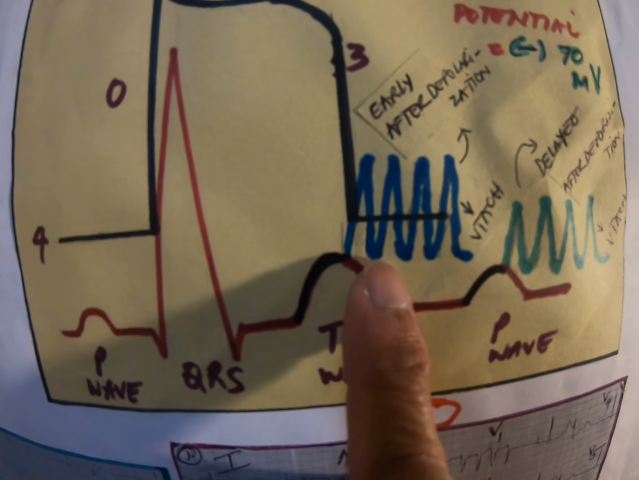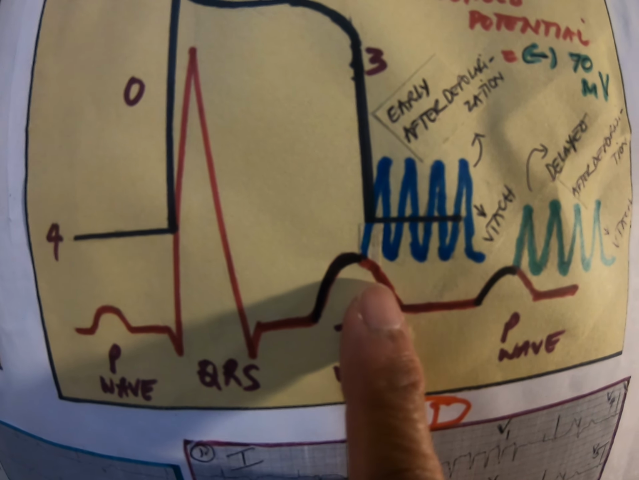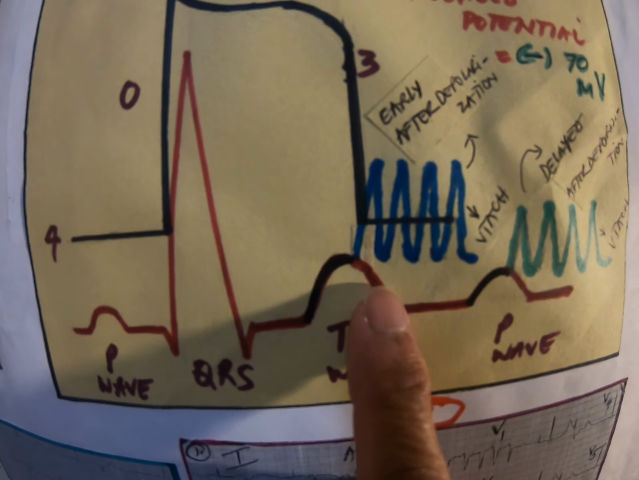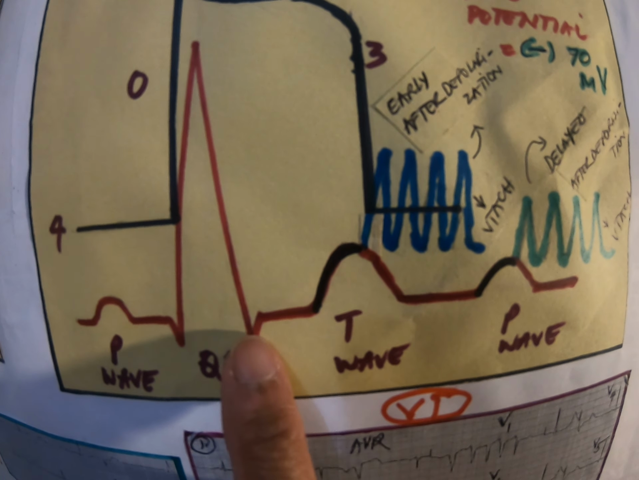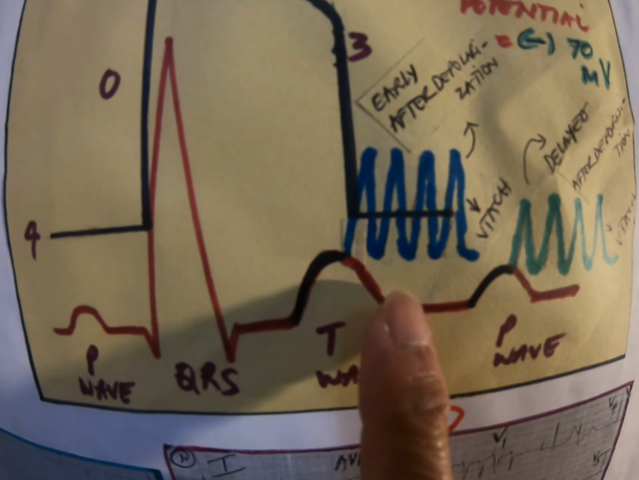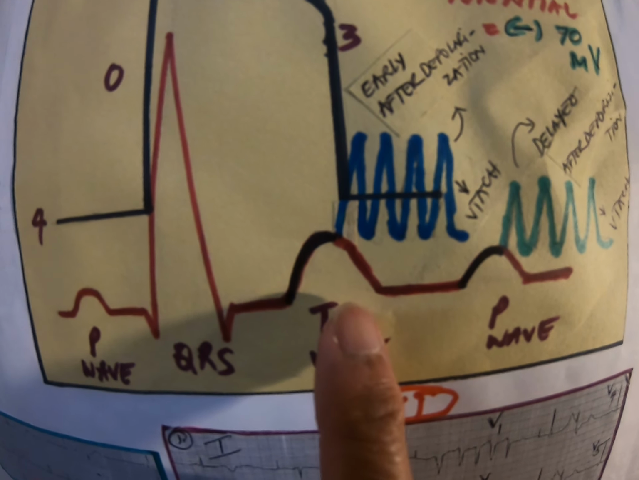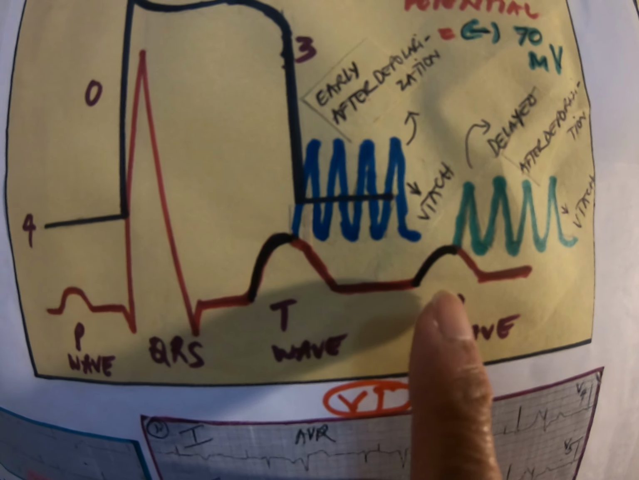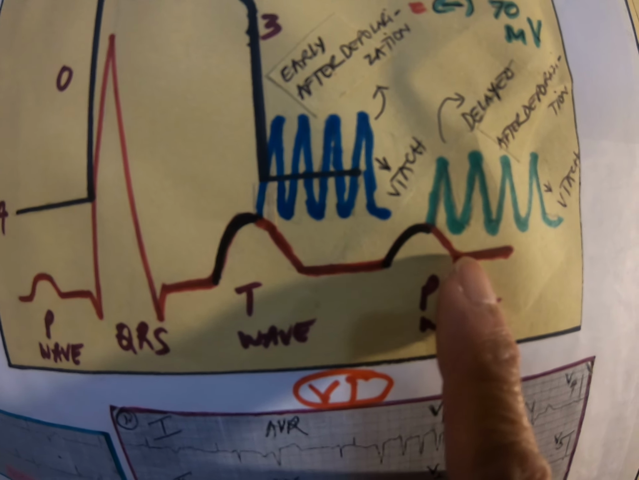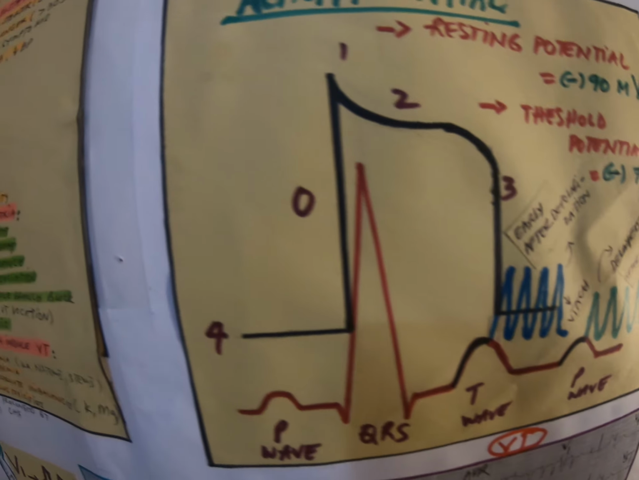This is the early after depolarization. That is an R on T phenomenon: the R wave of the VTAC and the T wave of the patient's own rhythm. So that one could be low potassium, low magnesium, long QTCs or prolonged QTCs. Okay, and this one is actually delayed after depolarization.